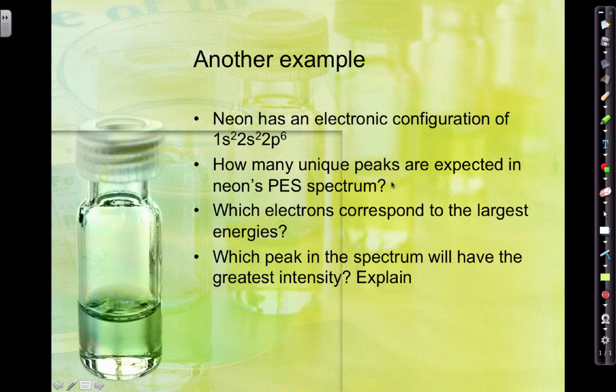Okay, so neon has an electron configuration of 1s2, 2s2, 2p6. How many unique peaks should you expect to see? Well, 1, 2, 3. You should see 3, one for each sublevel. Which electrons correspond to the largest energies? Well, the peak closer to the nucleus would be the largest energy. And which peak of the spectrum should have the greatest intensity? So basically here it's talking about height of the peak. So the one that should be the highest would be 2p6, because there are 6 electrons in here. The y-axis corresponds to how many electrons you have.